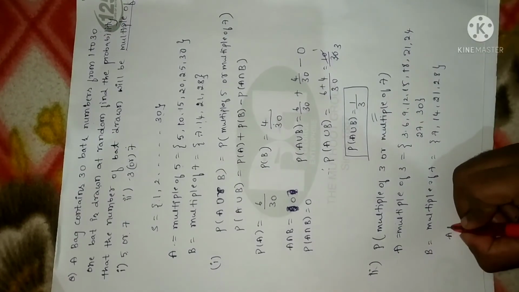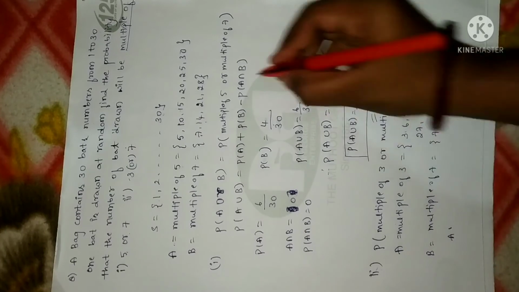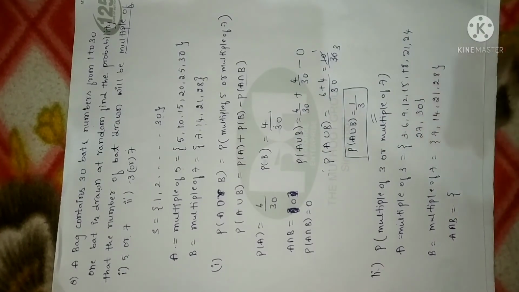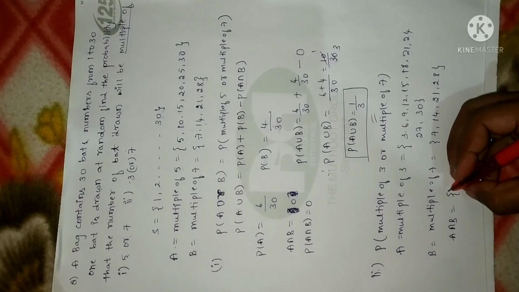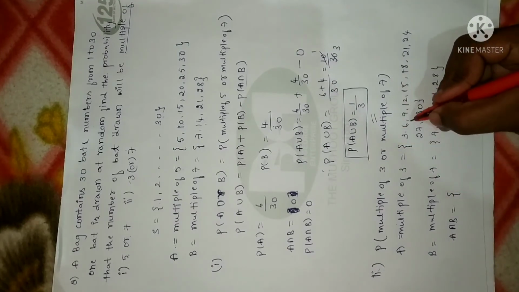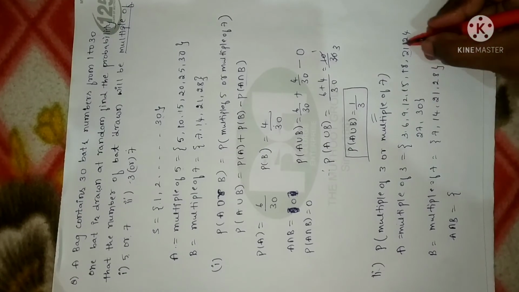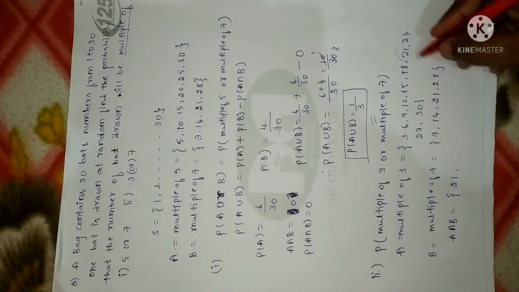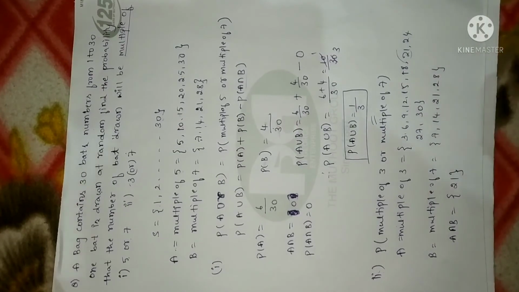Do we have any common element? Because we need A intersection B in the formula. So A intersection B is, yes, we have a common element. Let me make a list of common elements here. A intersection B is 21. Do we have any extra element here? No, we don't. So only one element is there.